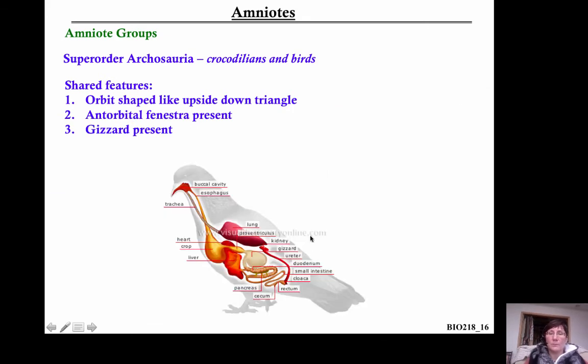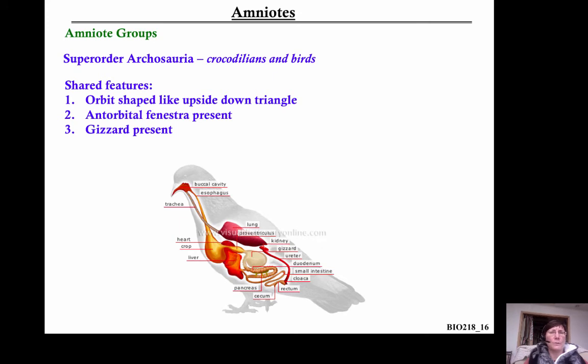Other features that crocodilians and birds share is the presence of a gizzard. So they both have a crop and a gizzard. As you know, birds don't possess any teeth, and while crocodilians definitely do have teeth, they're all sharply pointed and are primarily geared towards just grasping a prey and then swallowing whole giant pieces of whatever animal they've grabbed. So there's no chewing or manipulation of the food involved.